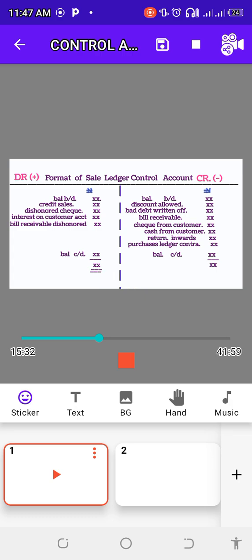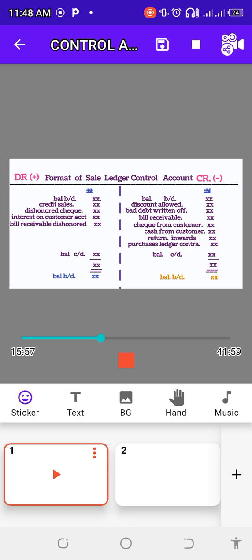And that balance carried down will be the actual total receivable, which will be taken to the debit side of the Sales Ledger control account, because balance brought down of all assets are recorded by the debit side. So the balance brought down is to be shown by the debit side.